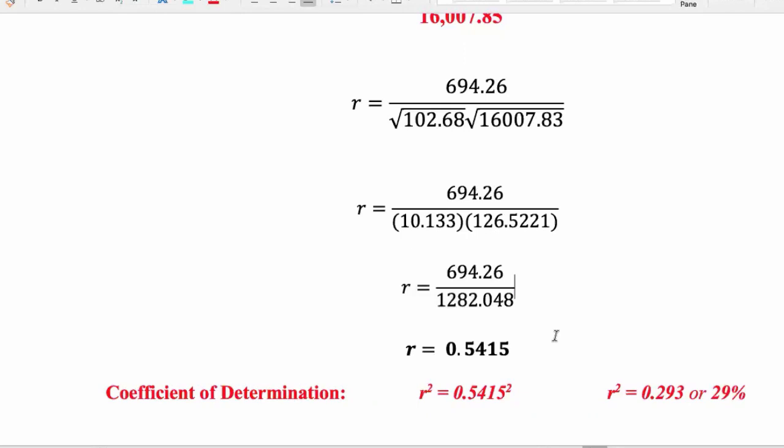So we have 0.5415. Can anyone tell me between what two numbers, two extremes, should a correlation coefficient fall within? 0 and 1, yeah. So I'm happy with that 0.54 because it falls between 0 and 1, or if it's negative, between 0 and -1. You're also asked to get the coefficient of determination. So we just square these values and there we are. Multiplying it by 100%, you have 29%.